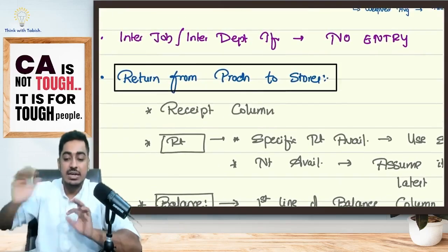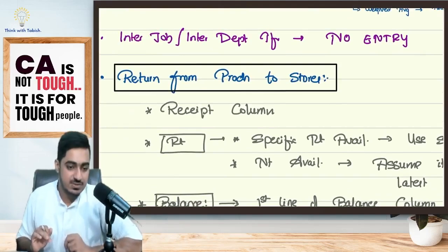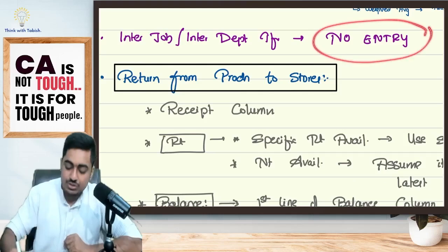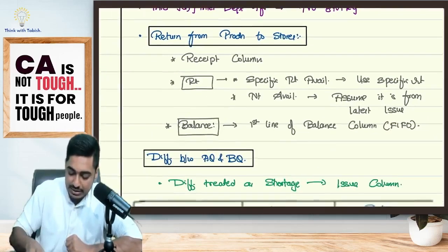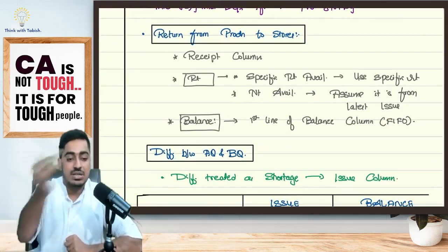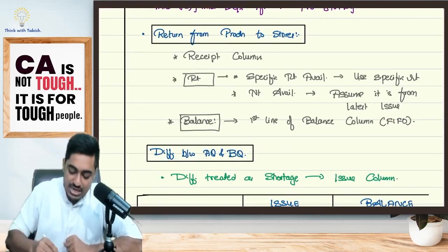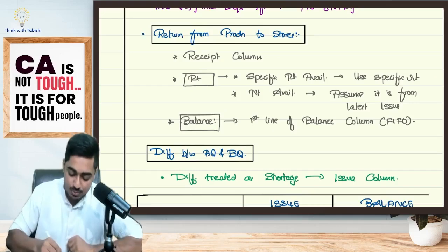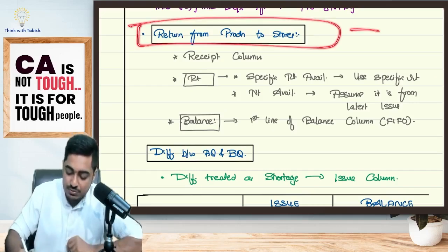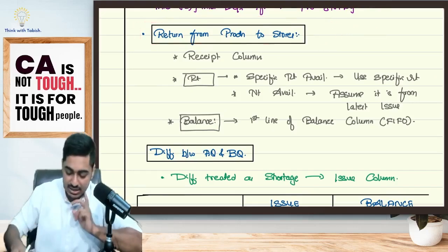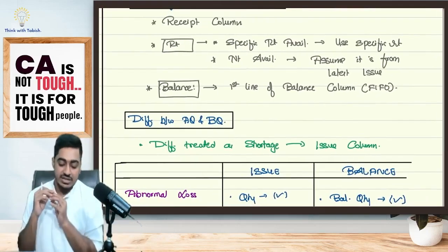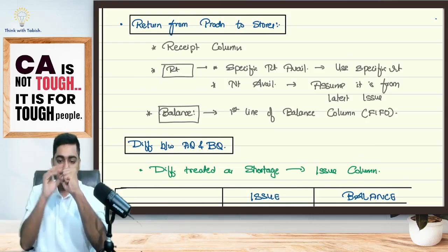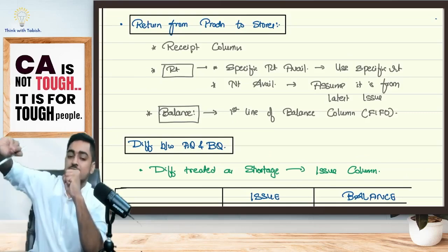If I'm doing any inter-job or inter-departmental transfer from one job to another, that means it will not be impacting my stores ledger. So I will not be passing any entry. It is just a summary. Detailed explanation is already there in our concept videos. If I am returning goods from production to stores, this is a very important adjustment. More on this I will understand with the help of a question which is there here. Okay, summary I have put. Yes, goods are returned from production to stores. Understand, stores, production. From stores, first I had issued goods to production.